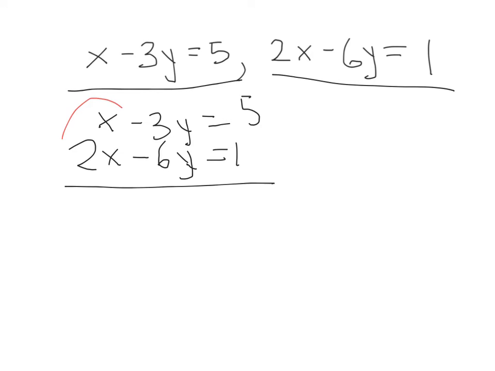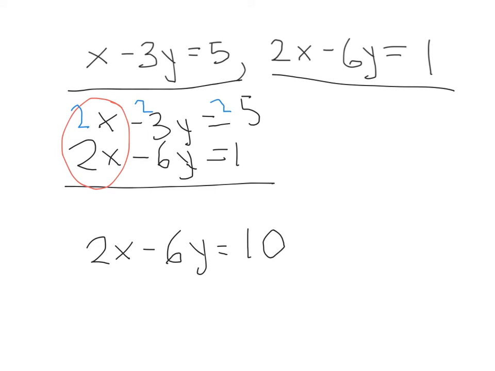So let's work with our x's here. Our first equation has a 1 in front of the x. The second has a 2 in front of the x. I want them to both have the same thing in front of x. So I'm going to multiply that x by 2. Only if I do that to that piece of the equation, I have to do it to every piece of that equation. So now we're looking at 2x minus 2 times 3 is 6y equals 2 times 5 is 10, over 2x minus 6y equals 1.